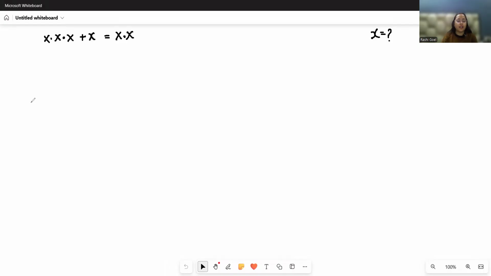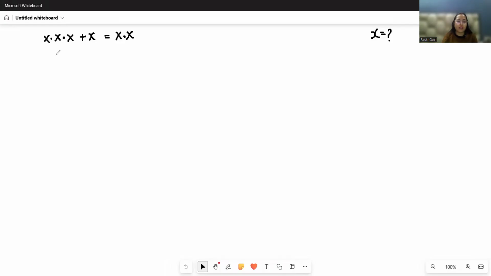Today we are solving a deceptively simple equation, that is x·x·x + x = x·x. So here the dot means multiplication. So this becomes a clean algebra problem. So let's break it down step by step.